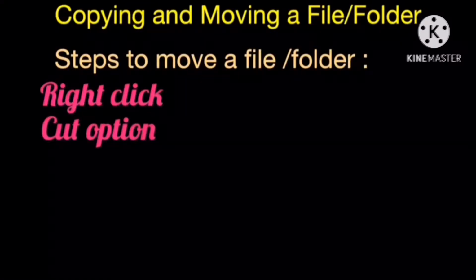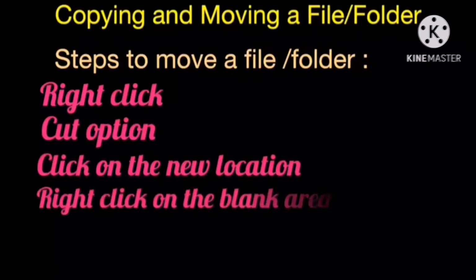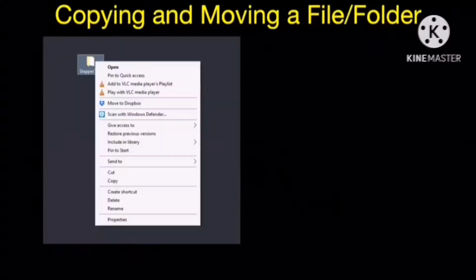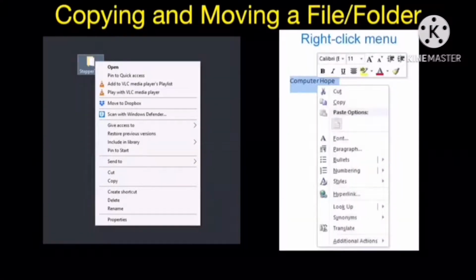If you want to move a file, what will you do? The same process. Right click. There will be an option called cut. You have to go to the new location. Right click on the blank area and click on paste. So in order to move, you have to use the cut option. In order to copy, you have to use the copy option. See, when I'm clicking, I'll get the options as cut and copy. Whichever you want, you can choose. Then go to the new location, give a right click there. You have the third option as paste options. You can click on that and it will be pasted.